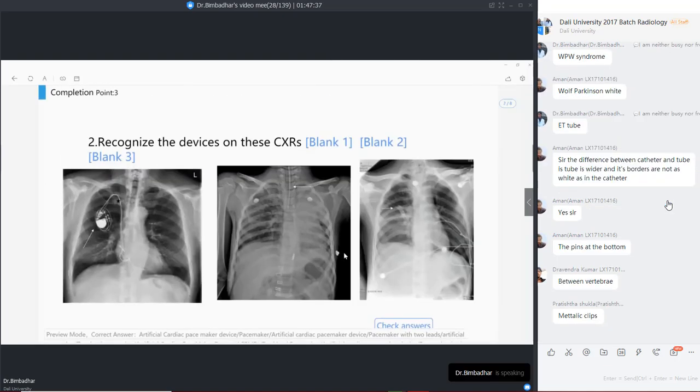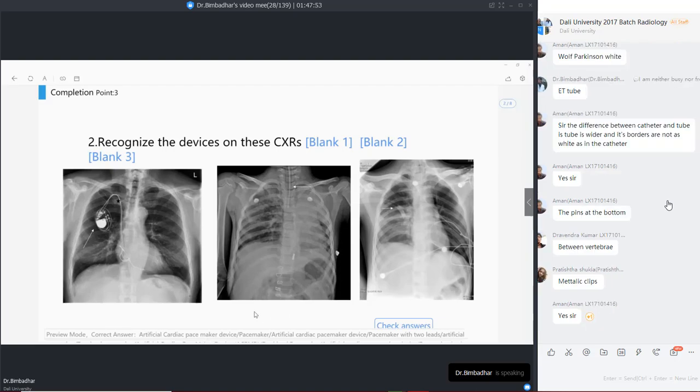Well, you will be laughing at me. There are pins at the vertebrae. They are dress pins. Metallic clips. It could have happened because of a previous surgery, or because of a dress, I don't know. We cannot technically differentiate. I think most probably it is the suturing clips.